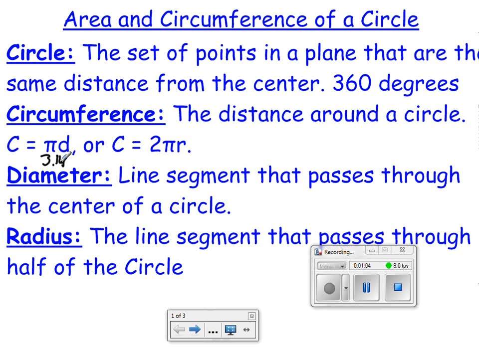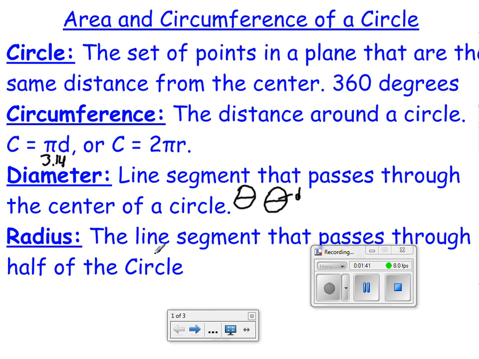Now, I will be talking more about diameter and radius in a moment. The formula is also C equals 2 pi r. The diameter is a line segment that passes through the center of a circle. So, if you have a circle, a line all the way across is known as the diameter, and it is usually denoted as d.